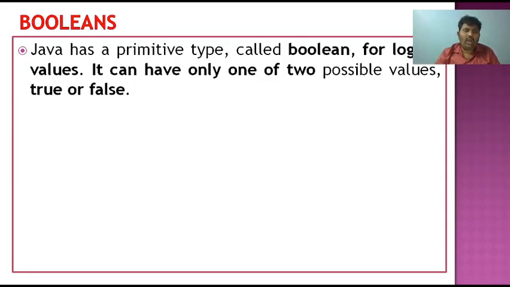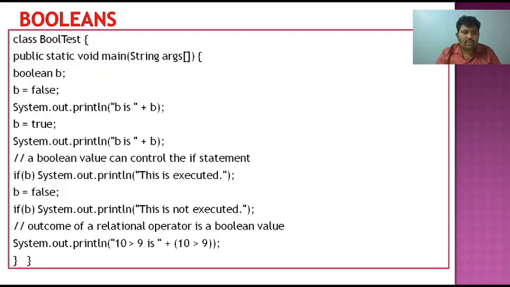So boolean. Whenever you want to store true and false values, we use booleans. Look at the simple program. Here I have a boolean variable called b, and for b I assigned false. Now I print System.out.println b is b, then it prints the value false. B is false. Now I assign b is equal to true. If I print the statement, b is true will be printed.